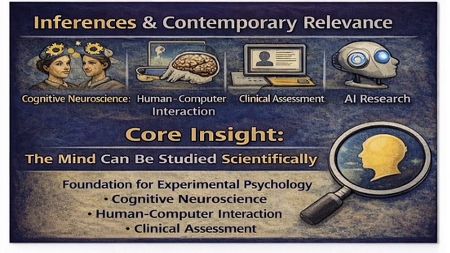Inferences and contemporary relevance. Wundt's experiments laid the groundwork for experimental psychology, influencing later schools such as behaviorism and cognitive psychology. Reaction time remains a critical tool today in cognitive neuroscience, human-computer interaction, clinical assessment, and artificial intelligence research. Most importantly, Wundt proved that the mind could be studied scientifically, transforming psychology into a laboratory-based discipline. His work continues to remind us that even complex mental processes can be understood through careful observation, measurement, and experimentation.